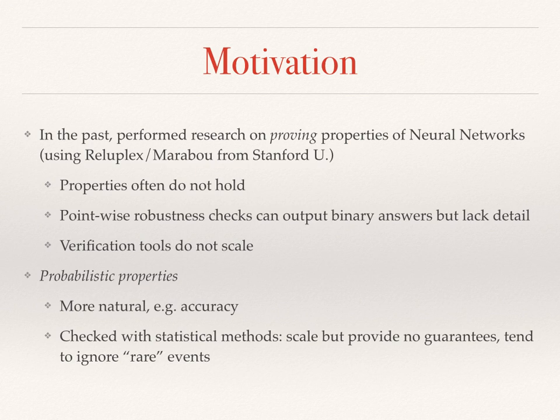On the other hand, we think probabilistic properties are more natural. For instance, accuracy, which measures how well a network generalizes to unseen examples, is of course a probabilistic property. And in general, neural networks are approximate techniques that people use expecting them to perform well most of the time, while perhaps certain small errors are tolerable. So such properties can be checked with statistical methods which scale but provide few guarantees. And also they tend to ignore rare events, which may be important for safety critical systems.